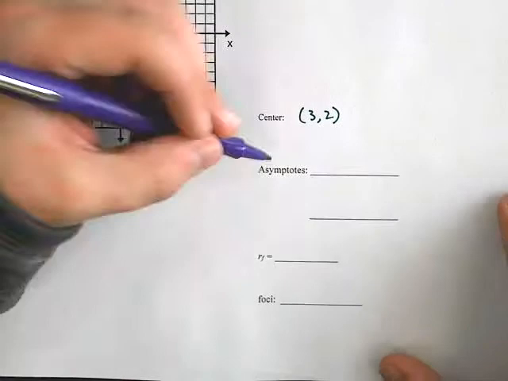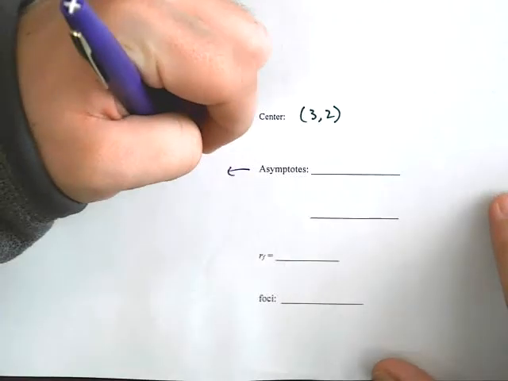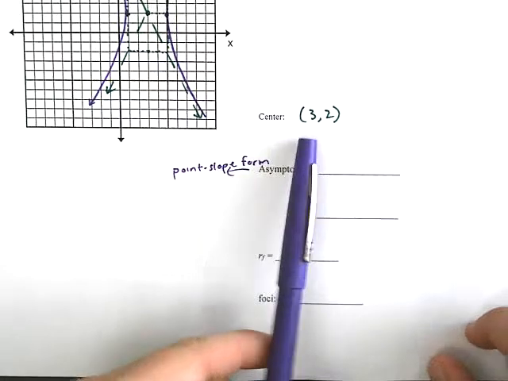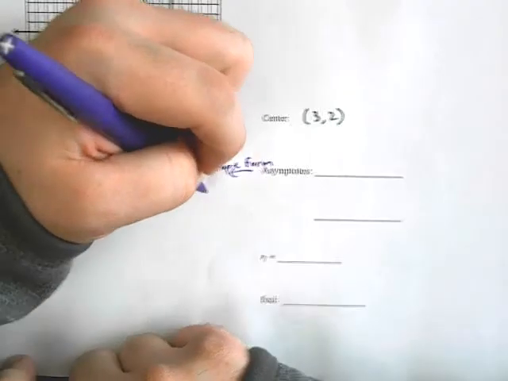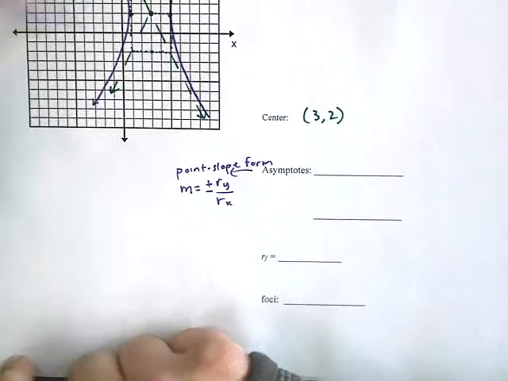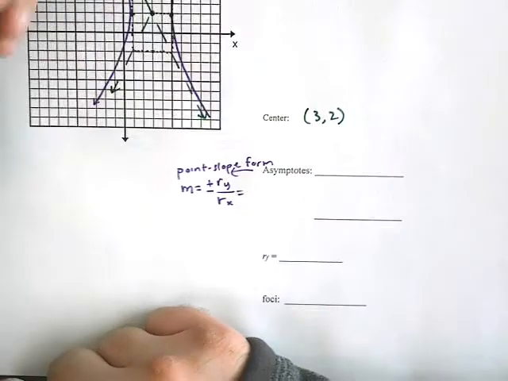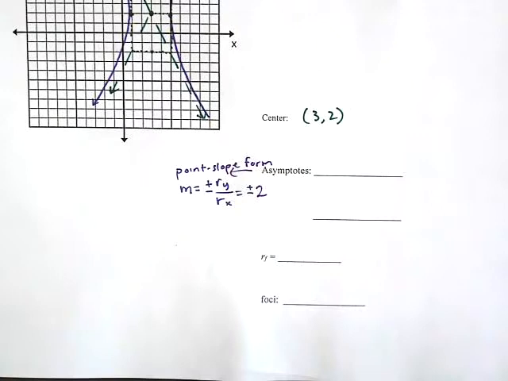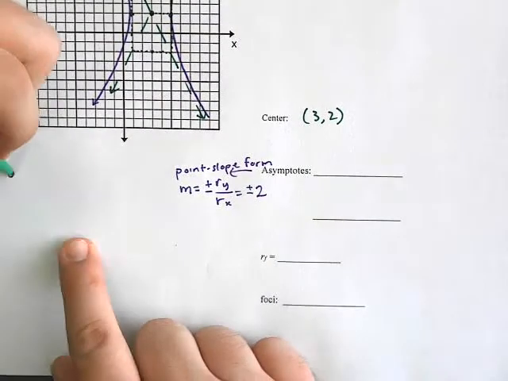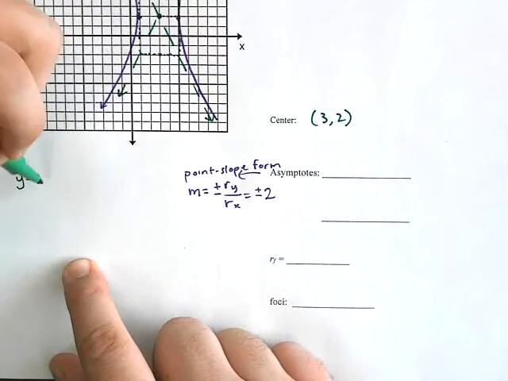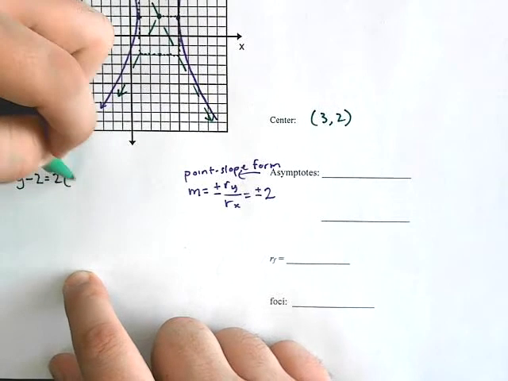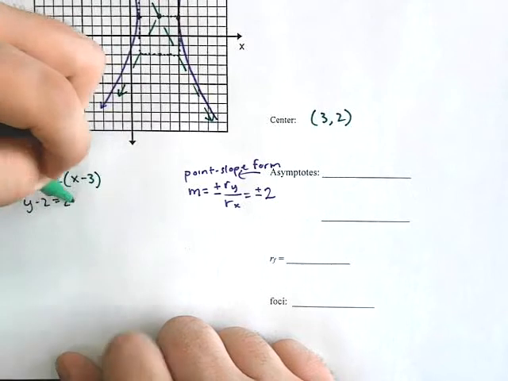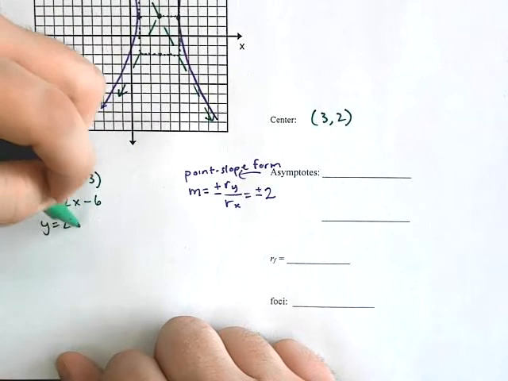Now, if you remember, asymptotes, we want to use point slope form. And well, we know they go through the center, so that's nice, but you need to remember for point slope form that m is always going to equal plus or minus r sub y over r sub x. Alright, so in this case, 4 over 2, well, I know my slope is going to be plus or minus 2. So when I come over here, I need to do two different equations. I need to do y minus the center the first time, so y minus 2 equals, and I got to use positive 2. Alright, so when I distribute, I get y minus 2 equals 2x minus 6, or y equals 2x minus 4.